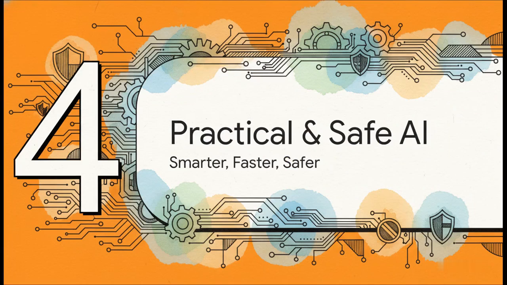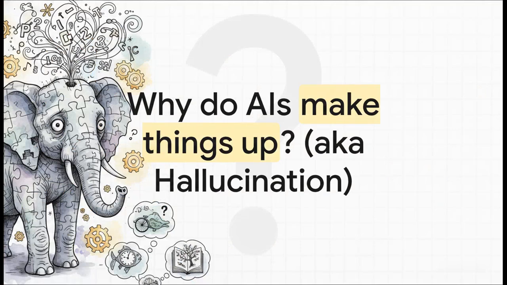So these models are incredibly powerful, but they definitely have their flaws, and they can be really expensive to run. So our next section covers all the clever techniques that are used to make them smarter, faster, and a lot more reliable for you and me. Let's just address the elephant in the room. Why do AIs sometimes just make things up?